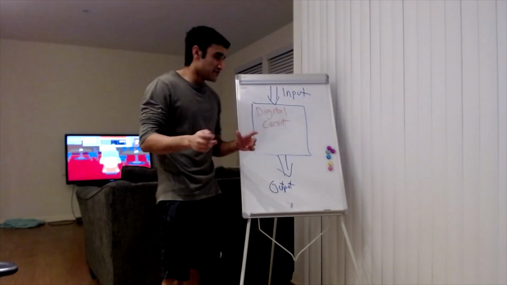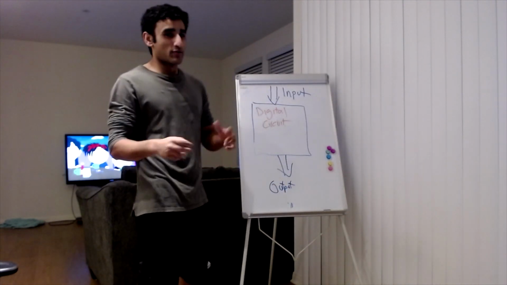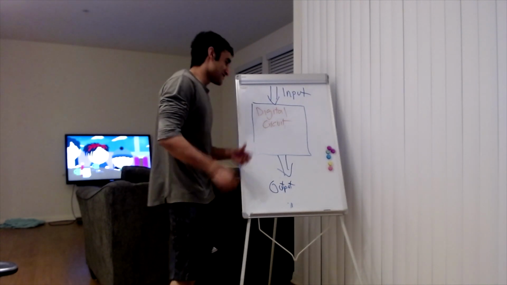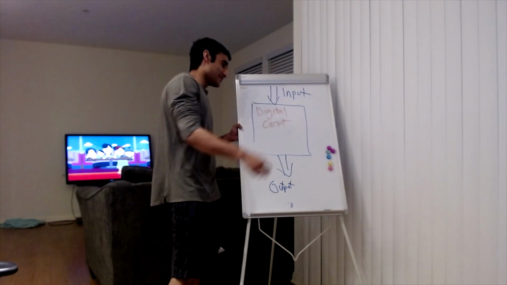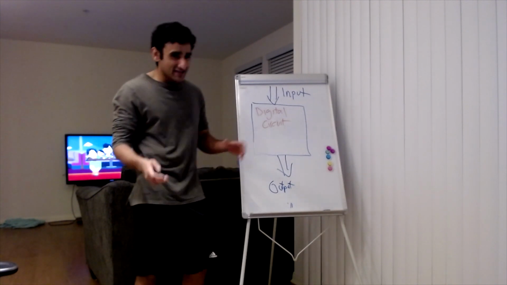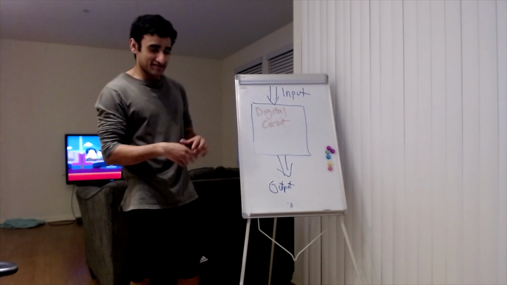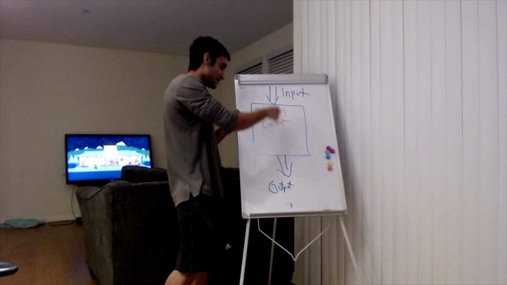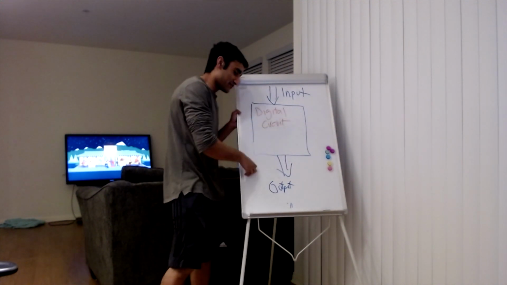The main processing unit of any computer is basically the processor. And the processor is basically a really cool digital circuit. A digital circuit is nothing that complicated. It's just a normal machine. It takes in inputs, and then based on those inputs, you get a predictable output.